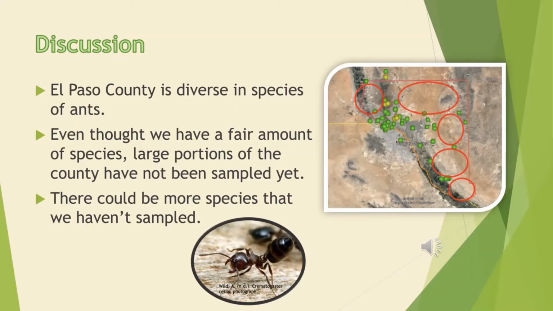However, even though we have a fair amount of species, large portions of the county have not been sampled yet, and that is something we take into the future. By exploring those undiscovered territories, we could find more species that haven't been sampled. The red circles on this map highlight sampling gaps.